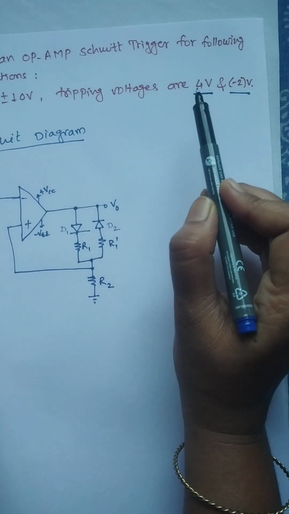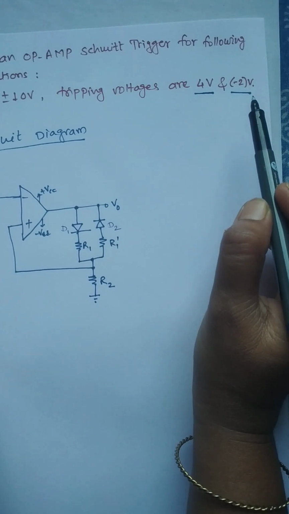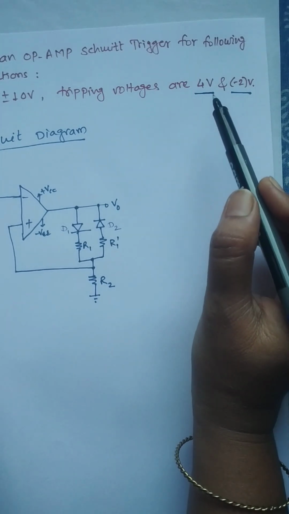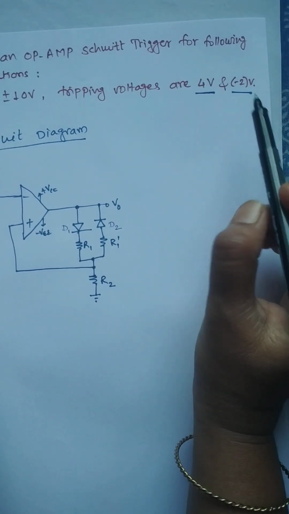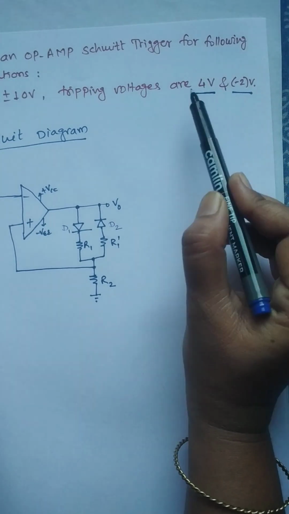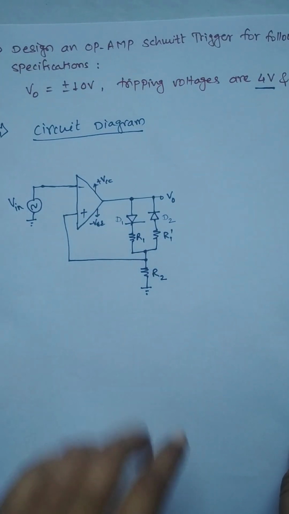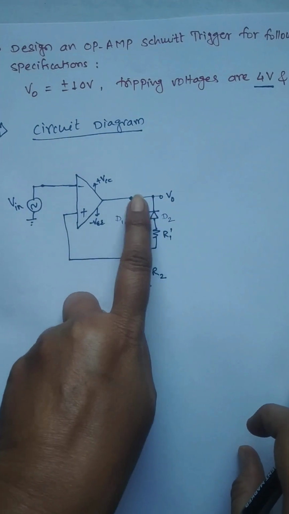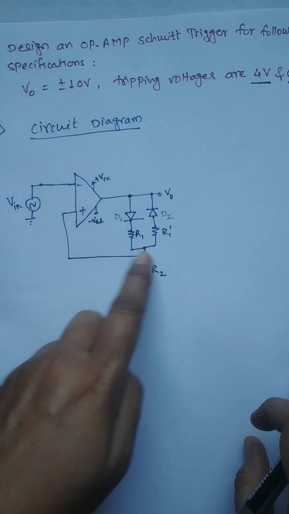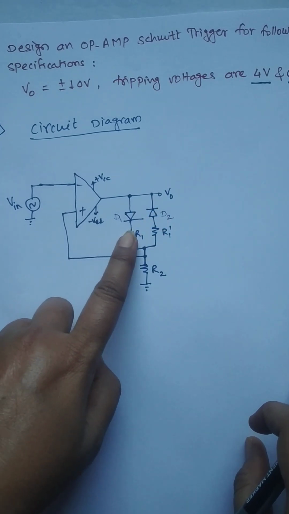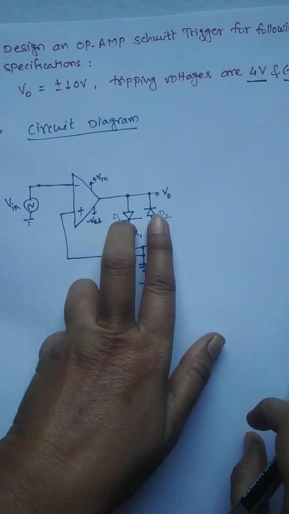So up till now, in the previous two examples, we have seen that VUT and VLT values are the same. Those Schmitt triggers are called symmetrical Schmitt triggers. And now here these two values are different, so this is called an asymmetrical Schmitt trigger. So see the diagram of the asymmetrical Schmitt trigger. The change is there only in the feedback resistor. Instead of using only one feedback resistor, we have to use two, and we need to connect two diodes.